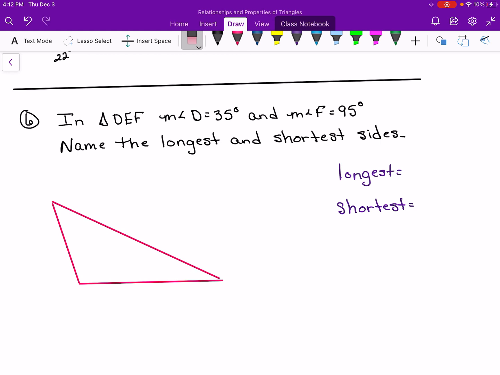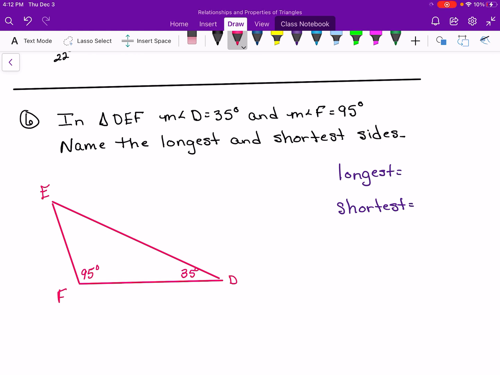Now, let me label things. I'm going to pick which one I think looks most like the 95, so I'll put it here. There's angle F. Angle D is 35. I think this looks most like a 35 down here, so I'll call that D. And if we look at the triangle name, it's DEF, so the other vertex must be E.